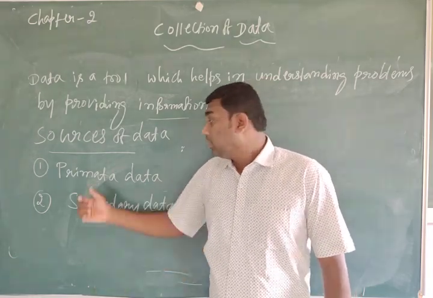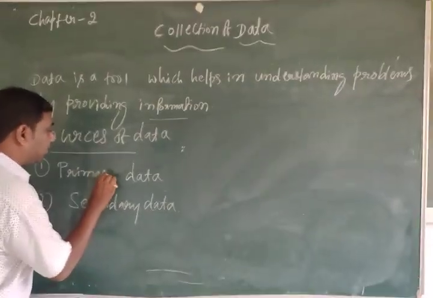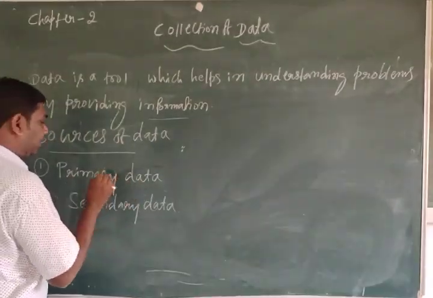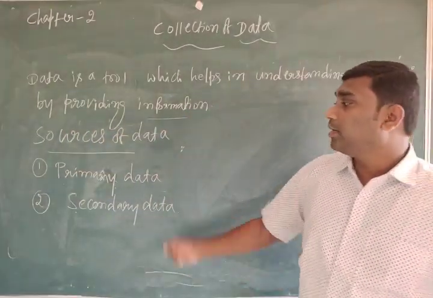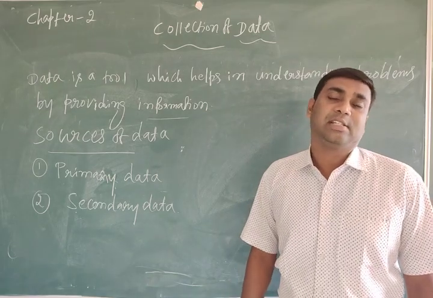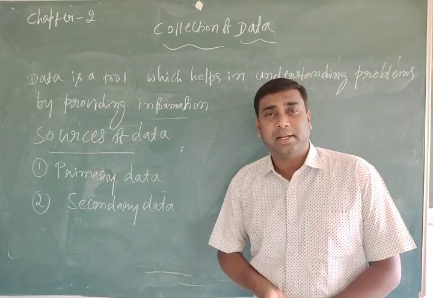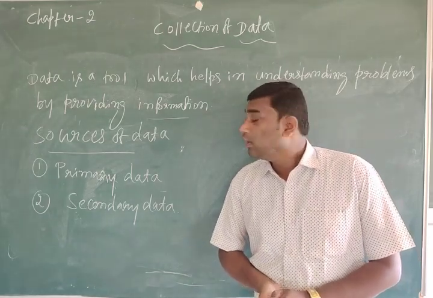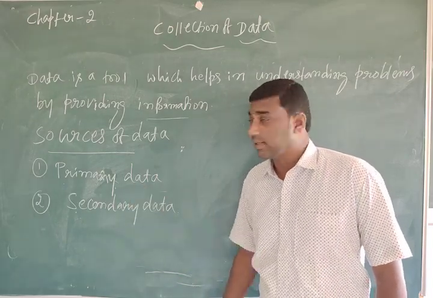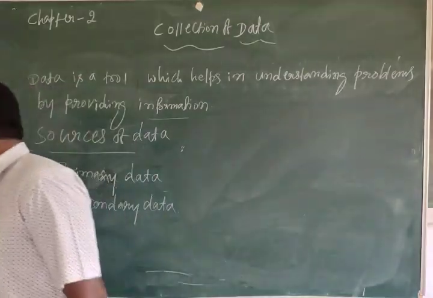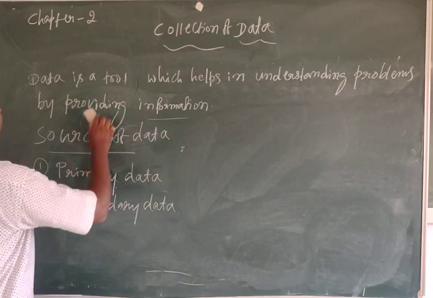So, one is primary data, another one is secondary data. Primary data is very important. Primary data is also called first-hand information. What is the meaning of primary data? What are the sources of primary data? What are the advantages of primary data? What are the disadvantages of primary data? Everything we have to discuss one by one. First we have to discuss primary data, and after that we should discuss secondary data.